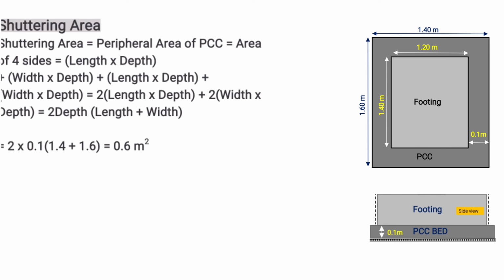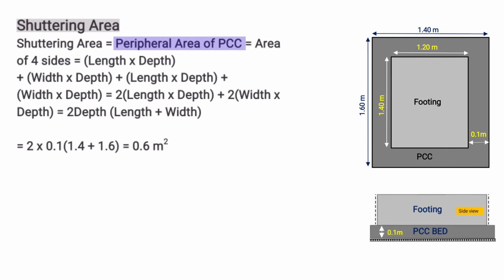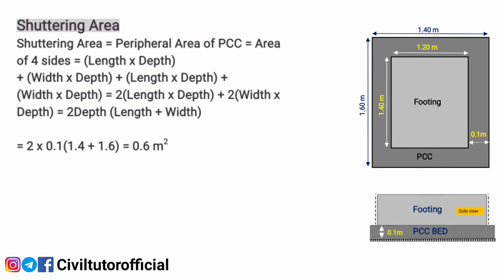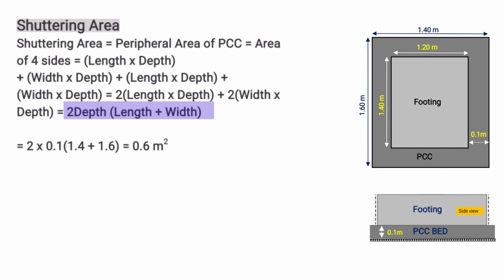The shuttering area will be equal to the peripheral area of PCC bed, which is equal to area of 4 sides, that is twice length into depth plus twice width into depth. On simplifying further, shuttering area will be equal to twice depth into length plus width. And on substituting these values, we will get shuttering area equal to 0.6 meter square.